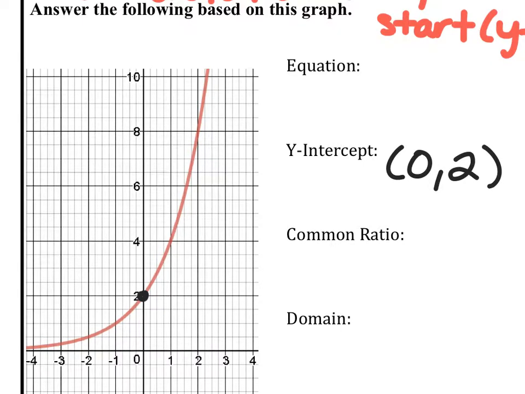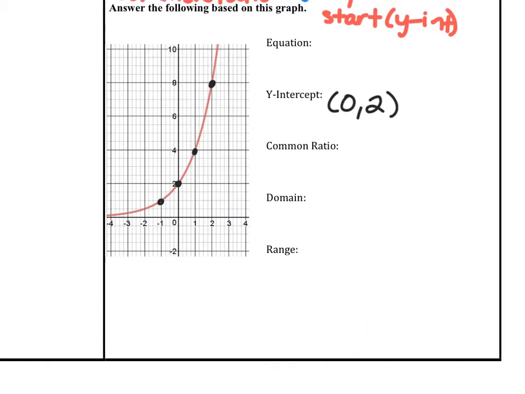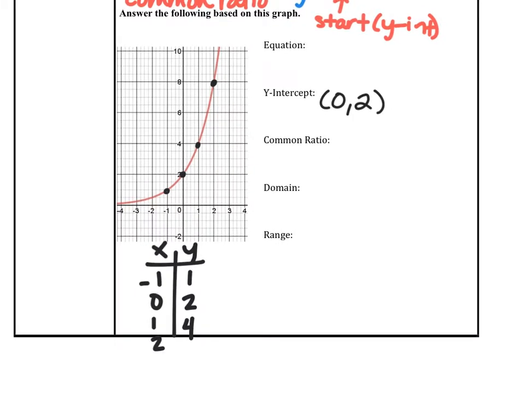Now to figure out the common ratio, I'm going to find some points that are on this function. So 1, 4, 2, 8, negative 1, 1. Okay, so I'll make a quick table here, x, y. Here's what I have so far. Negative 1, 0, 1, and 2. At negative 1, it's at 1. At 0, it's at 2. At 1, it's at 4. And at 2, it's at 8.